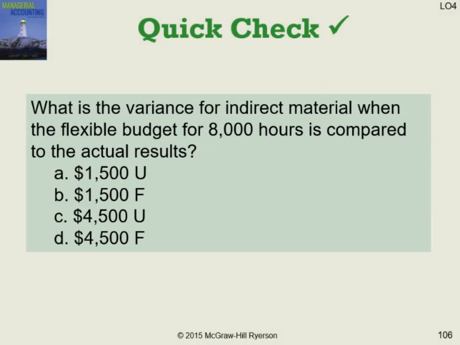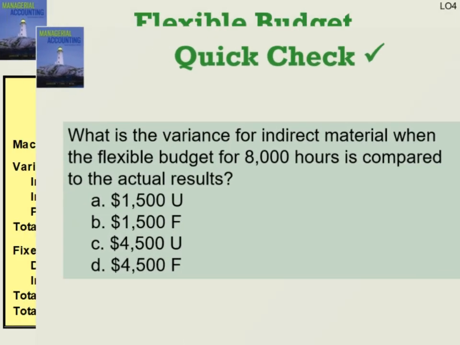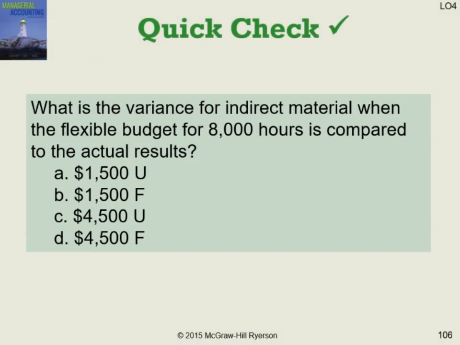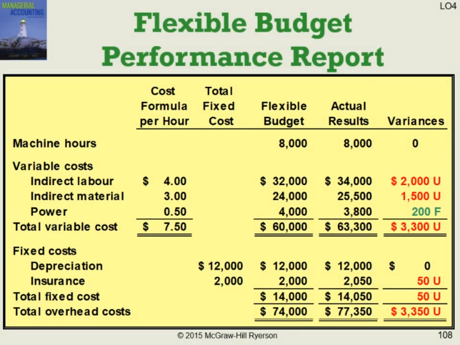For indirect material, once again, $3 is the indirect material cost. Multiply that by 8,000 to figure out what the flexible budget was. Compare that to the actual results and determine whether there's a favorable or unfavorable variance. I'll let you pause and then start again when you've got the number calculated. The correct answer is 1,500 unfavorable, which is probably what you got. So congratulations once again if you did indeed get the correct answer.